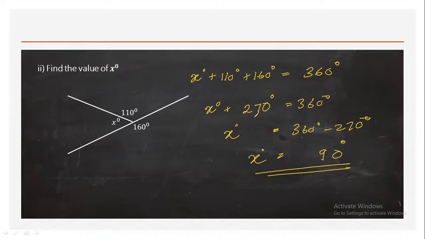270, x plus 270, these two add to 360. What is the reason for these angles at the point? We have done this every day. I know you already practiced this. The basic concept is angles at a point add up to 360. X equals 360 minus 270, that is 90. Right answer is 90.